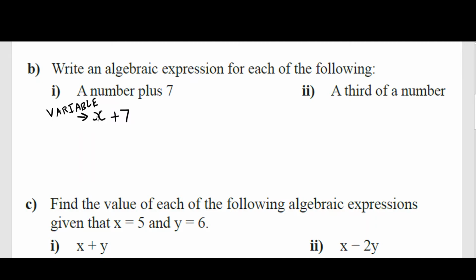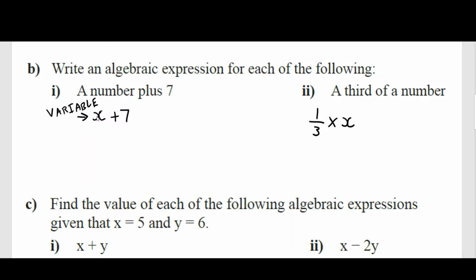A third of a number. So this is a bit tricky. A third is 1 out of 3, 1 over 3. So a third of a number is a third times by that number. So a third of x.